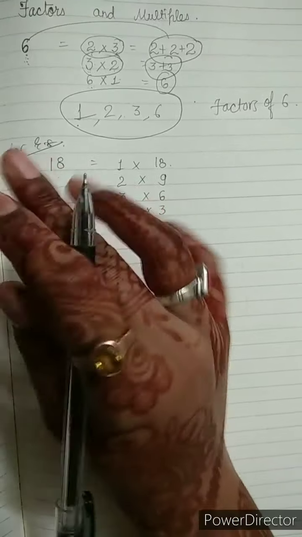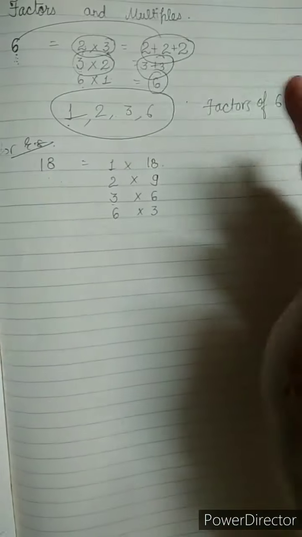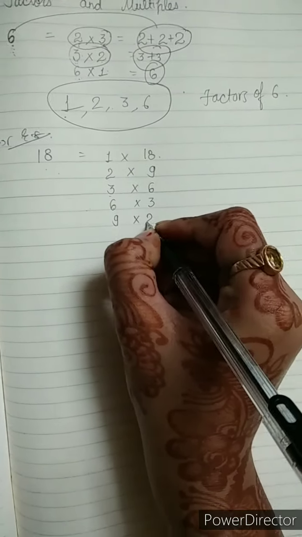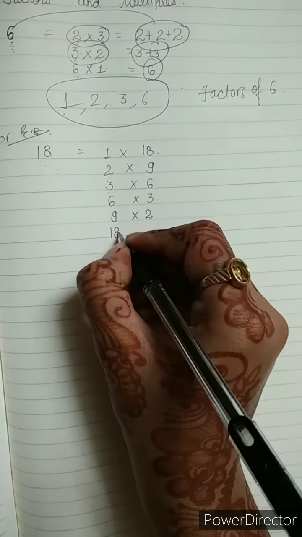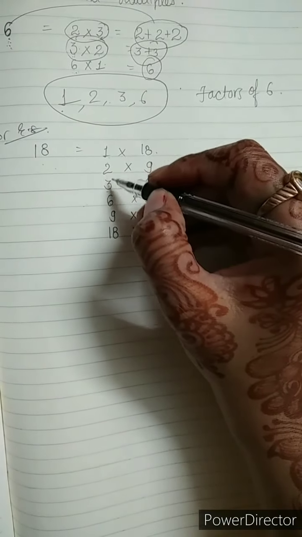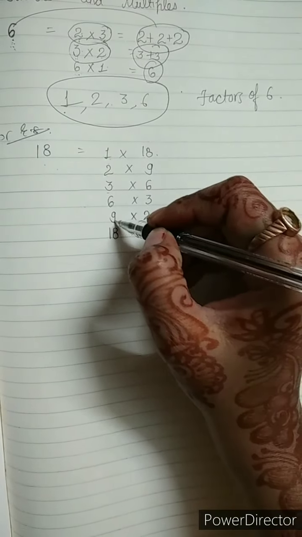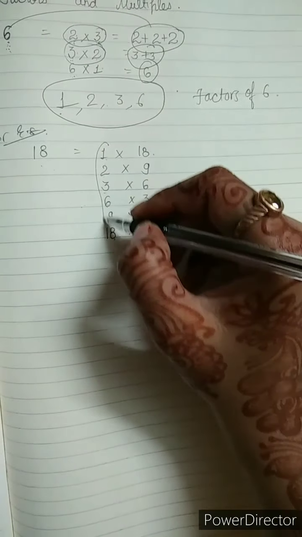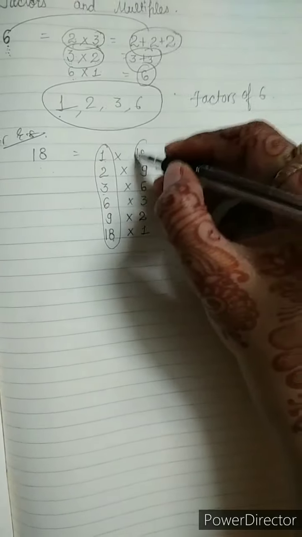In the table of 7, no. In the table of 8, no. In the table of 9, yes: 9 2s are 18. And one more last thing, 18 1s are 18. So 1, 2, 3, 6, 9 and 18 are the factors of 18.